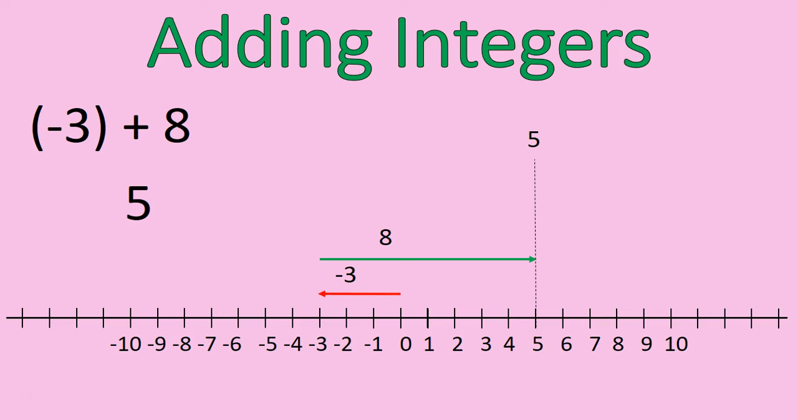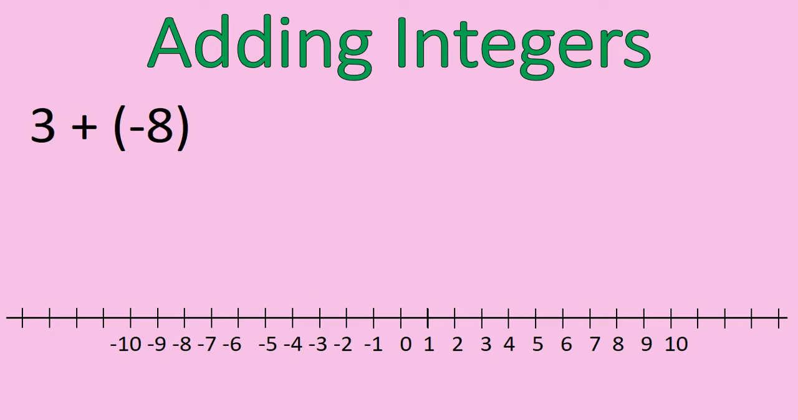Now, when I change the signs, watch what happens. I have 3 plus negative 8. That's going to look like this on a number line. Positive 3, negative 8. Notice that changes things. Now we have negative 5 as our answer.